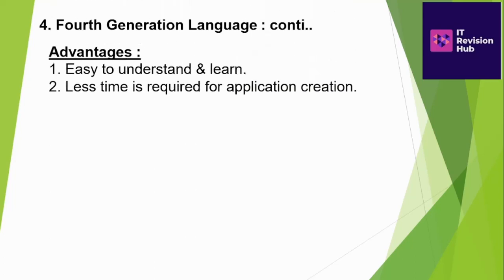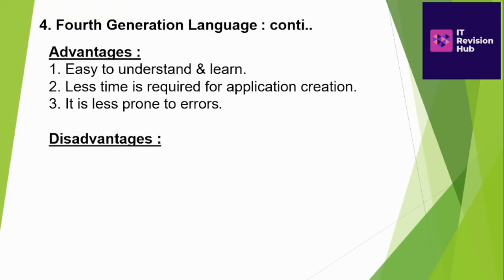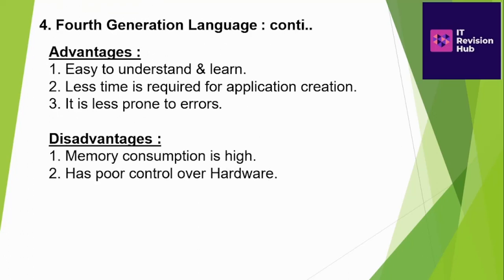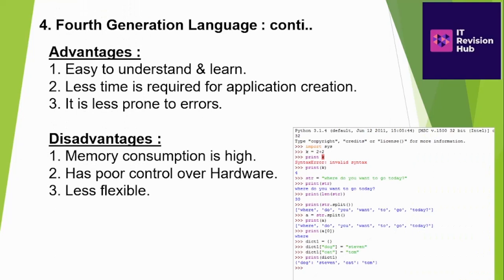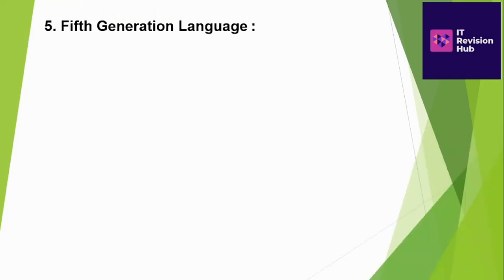Now let's look at the advantages and disadvantages of fourth generation languages. Easy to understand and learn. Less time is required for application creation. It is less prone to errors. Disadvantages: memory consumption is high, poor control over hardware, less flexible. This is a sample code of Python language.